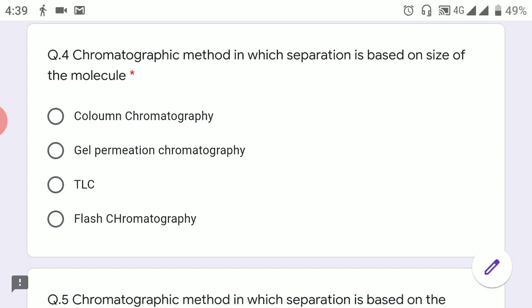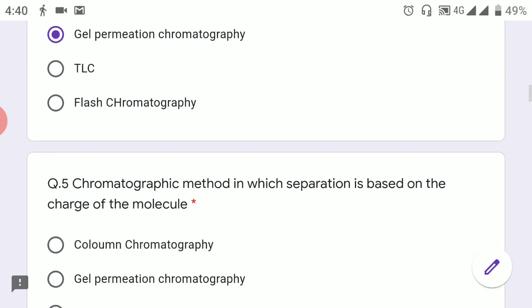Question 4: chromatographic method in which separation is based on the size of the molecule. The answer is gel permeation chromatography, because in column chromatography, TLC and flash chromatography, the size doesn't matter. If you can recall gel permeation chromatography, which is also called gel filtration chromatography, the answer is gel filtration chromatography.